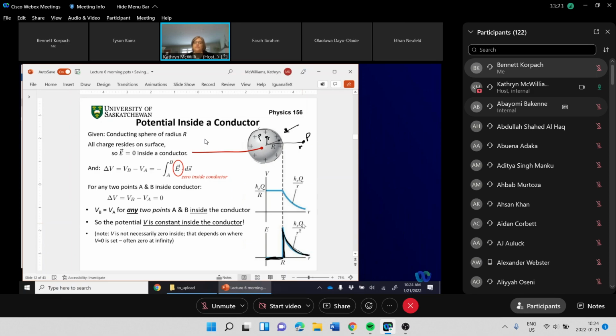Good question. Big R is just to the shell, though? Big R is the radius of the conducting sphere. Yeah. Okay. So capital R is a constant in this case.